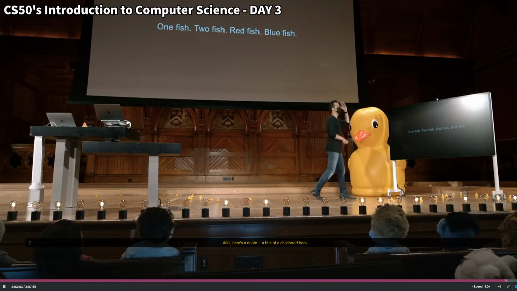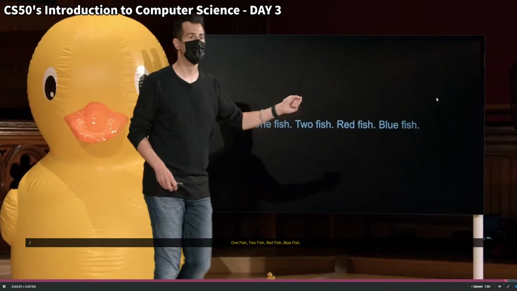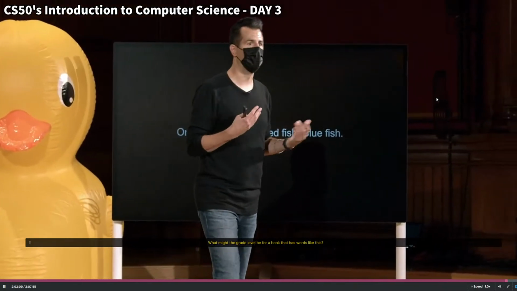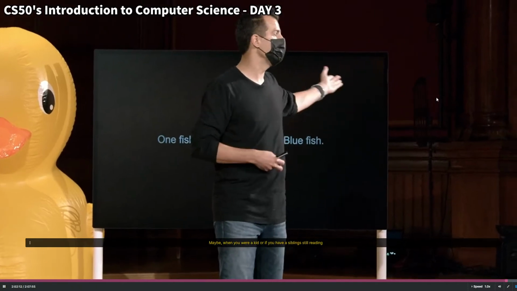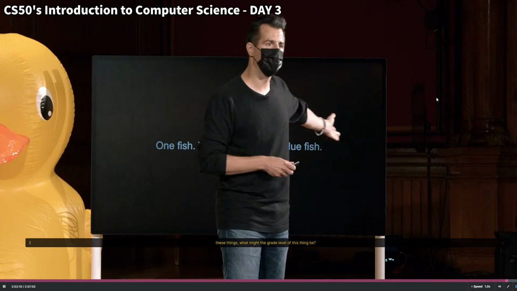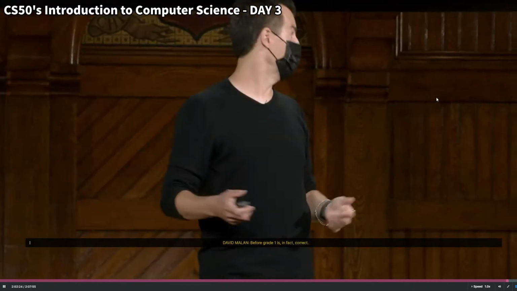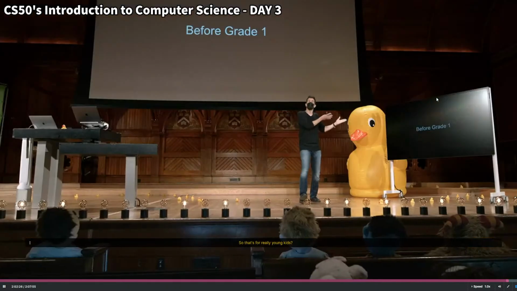Well, here's a quote, a title of a childhood book: 1 fish, 2 fish, red fish, blue fish. What might the grade level be for a book that has words like this? Maybe when you were a kid, or if you have siblings still reading these things, what might the grade level of this thing be? Any guesses? Yeah. Sorry, again? Before grade 1 is in fact correct. So that's for really young kids.